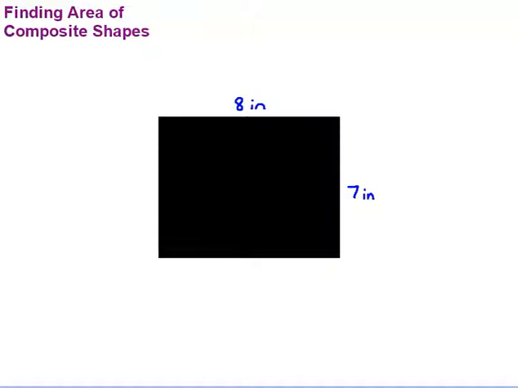Now here's another kind of composite shape. In this case, we just have a single rectangle. And what was the formula for the area of a rectangle? If you remember, it was length times width. So in this case, we'll take our length to be 8 inches and our width to be 7 inches, and we'll multiply those together and we will get 56 inches squared.